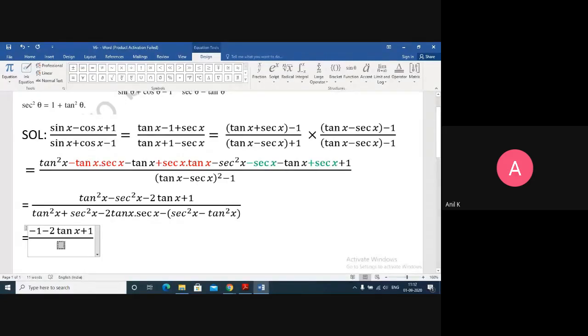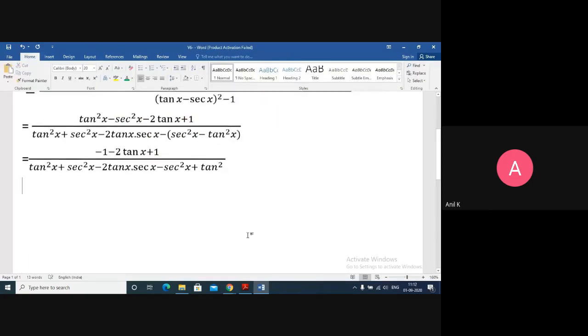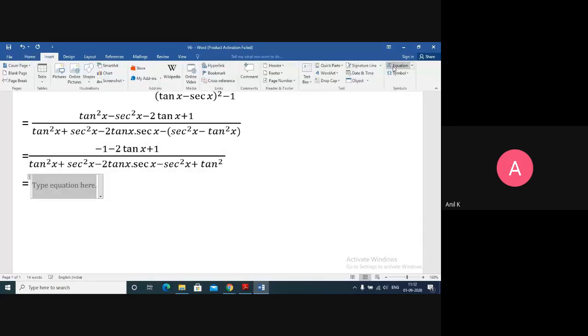You see what terms will get cancelled if I expand. So if you want, let me copy the denominator terms. We'll see. I copied. Now if I open the bracket, I'll get minus sec square x, because minus into sec square x will be minus sec square x. Then minus into minus will be plus tan square x. I get here after opening the bracket, minus sec square x plus tan square x. Okay. So which is equal to, let me insert the equation again.